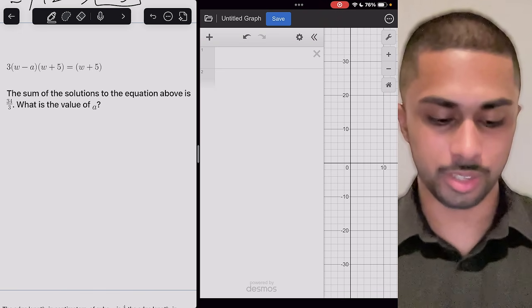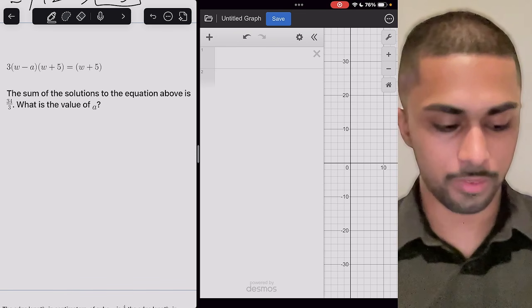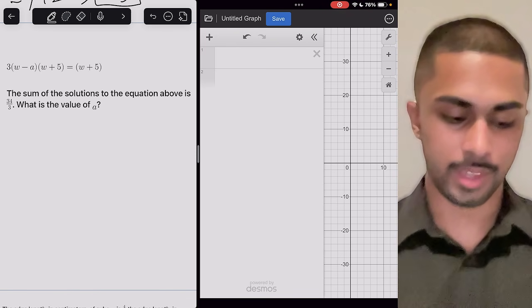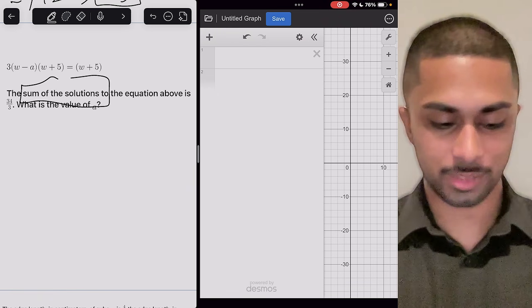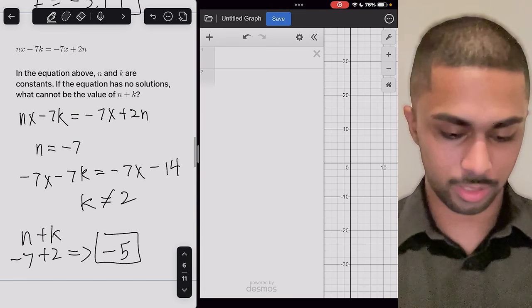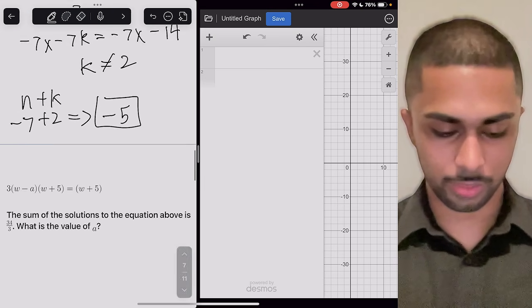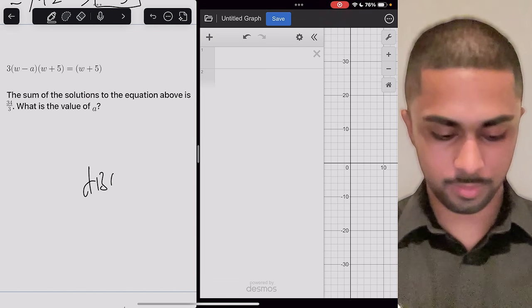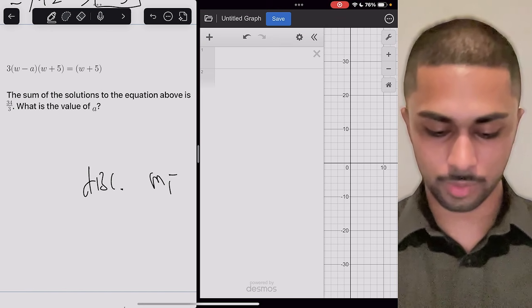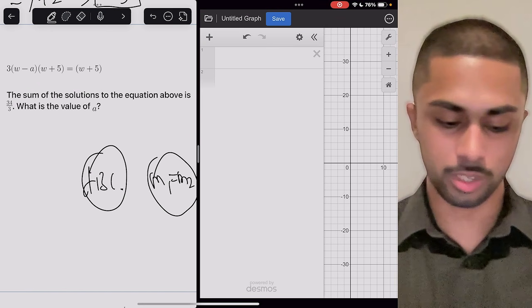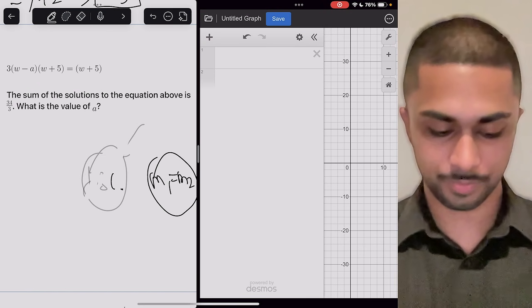The sum of the solutions to the equation above is 34 over 3. What is the value of A? Now, in this question, unlike the last question, it never said the number of solutions. So we don't use this rule where it's either a question that we're setting slopes equal to each other or we're using discriminant.